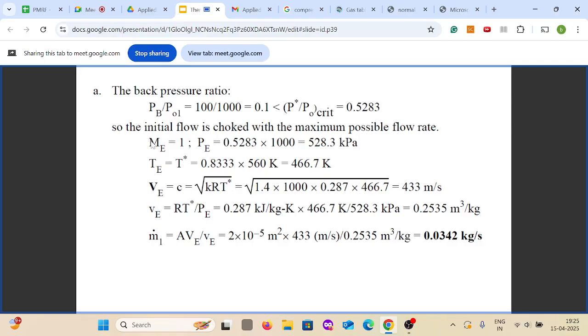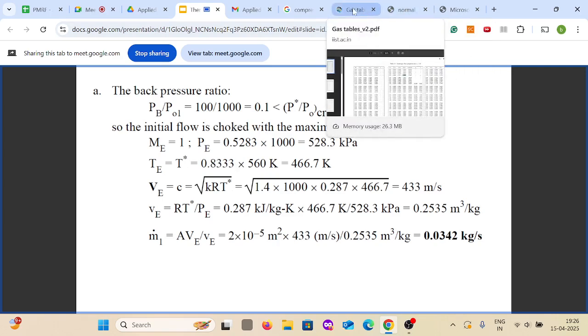So we get the exit Mach number to be 1. The pressure at the exit will be 0.5283 times 1000, so we get 528.3 kilopascal. The exit temperature will be T star, so 0.833 into 560, where 0.833 is the exit temperature ratio. This we can directly get from the table also.